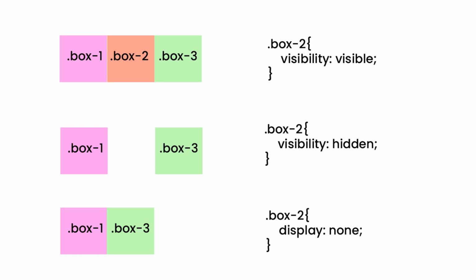So the key difference: visibility hidden hides the element but keeps its space. Display none removes it completely as if it was never there.